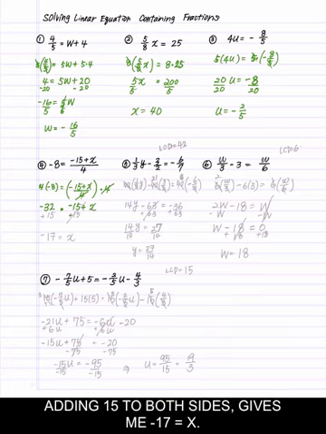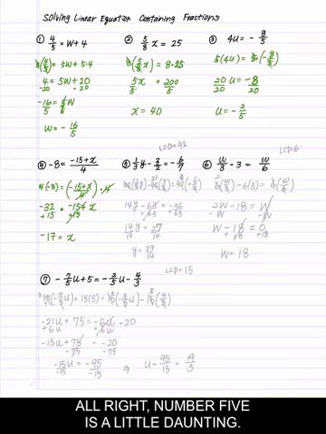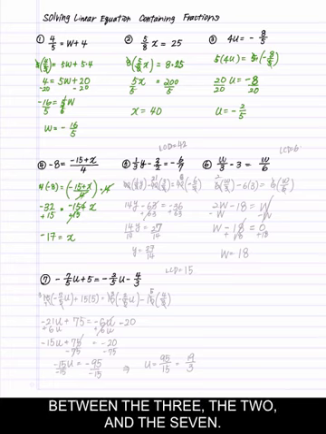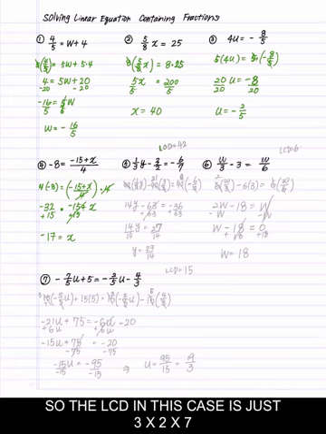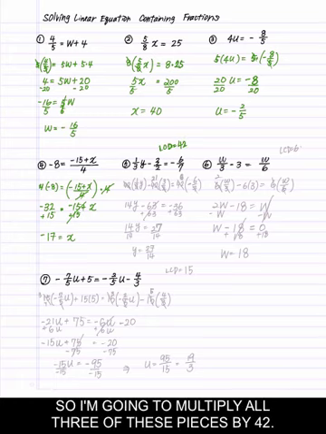Adding 15 to both sides gives me negative 17 equals x. That's my answer. All right, number 5 is a little daunting. Now, in this case, I have to identify the LCD between the 3, the 2, and the 7, and they have nothing in common, so the LCD in this case is just 3 times 2 times 7, which ends up being, for us, 42. So I'm going to multiply all 3 of these pieces by 42.